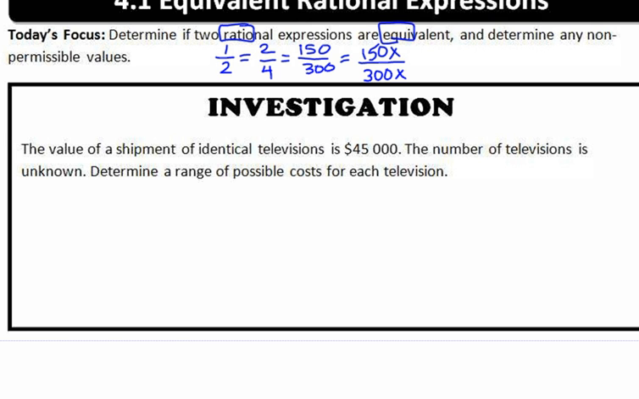The value of a shipment of identical televisions is $45,000. The number of televisions is unknown. Determine a range of possible costs for each television. So what would give us a total cost of $45,000? It would be the number of TVs times the price of each TV. So number of TVs times the price of one TV, and that should equal $45,000.